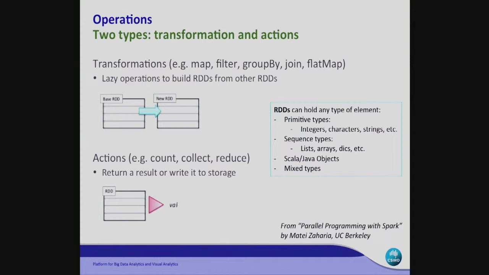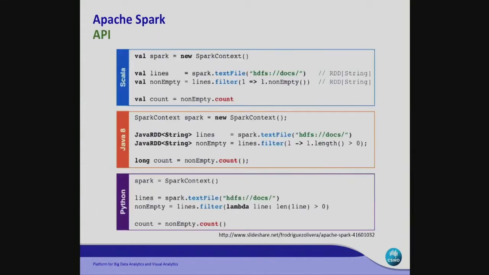What else should I say here? It supports two different types of operations, transformations and actions. Transformations are things like map, filter, group by, join, and flat map. When you have a base RDD, it creates another new RDD. And actions like count, collect, and reduce give you a value at the end. RDDs can also hold elements of different types, so it can be integers, characters, strings, Java objects, or mixed types.